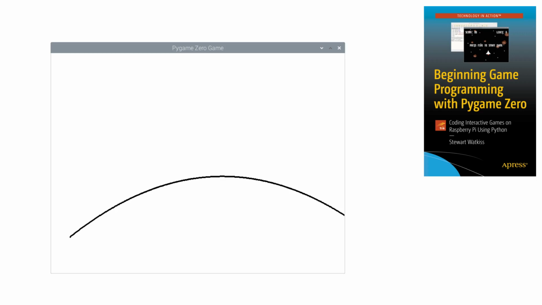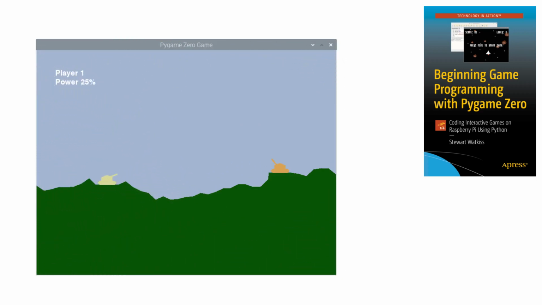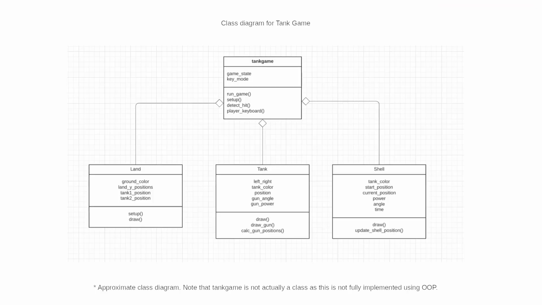The reason I didn't is because this was created specifically for my book, Beginning Game Programming with Pygame Zero, and it was in a chapter before the one where I explained object-oriented programming. With Python, you can mix different programming styles in your code. So I just created the classes representing the land, the tanks, the shell. It's not completely object-oriented programming like you would do in Java, but it was enough to help break down the separate parts of the code.